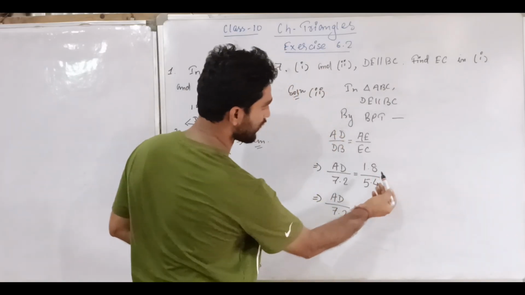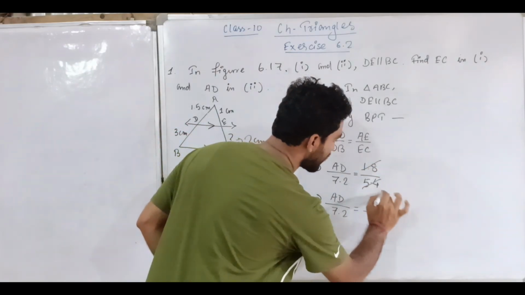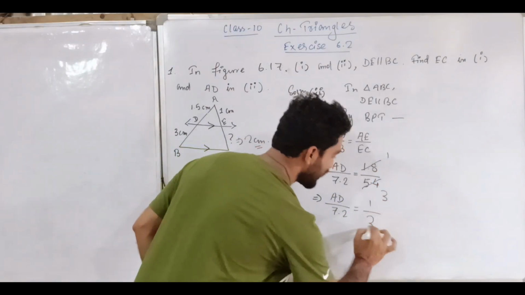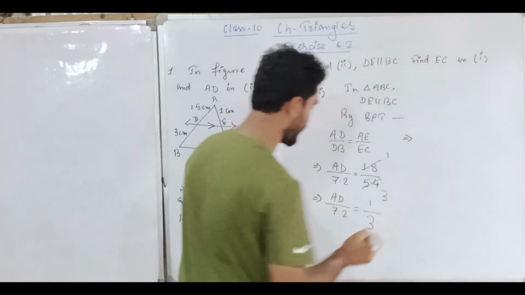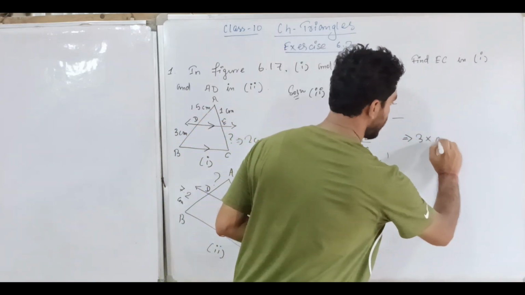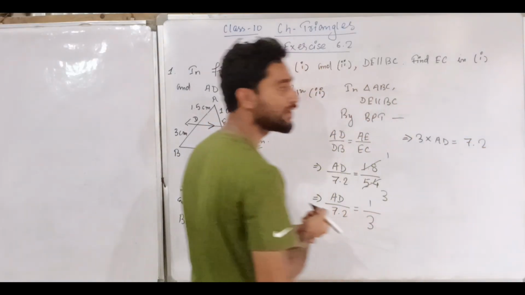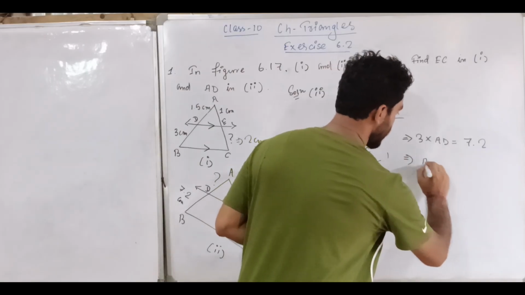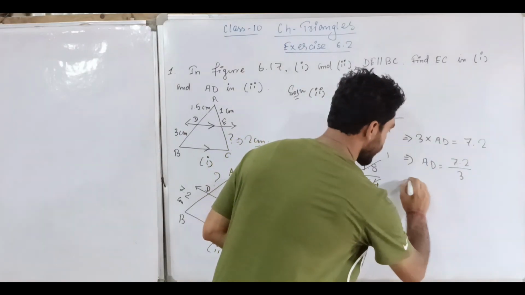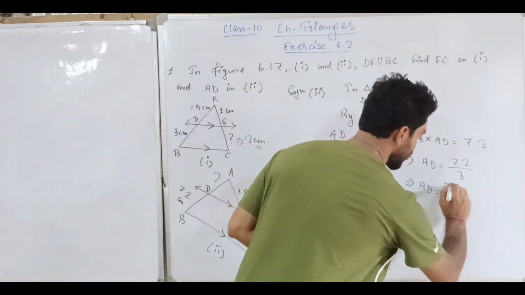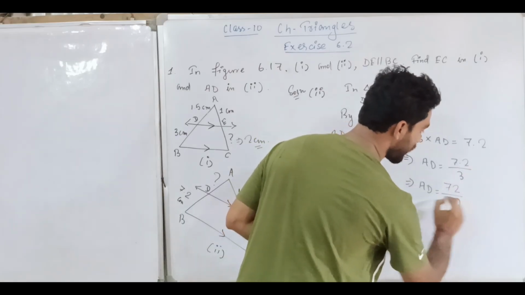Now 18 threes are 54. So if we simplify this one, 18 threes are 54, so we will get 1 by 3. Now we will cross multiply and we will get the answer. So this will be AD into 3, which is 3 into AD, equal to 7.2 into 1, which is 7.2. Now AD will be equal to 7.2 divided by 3. If we remove the decimal point, since one digit is after the decimal point, in the denominator we have to write 10.